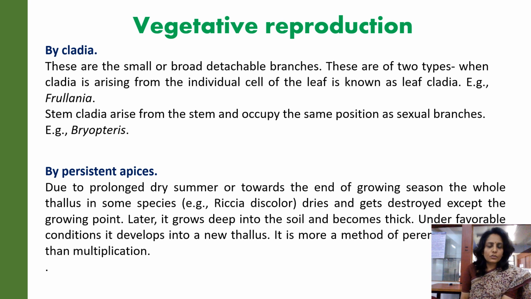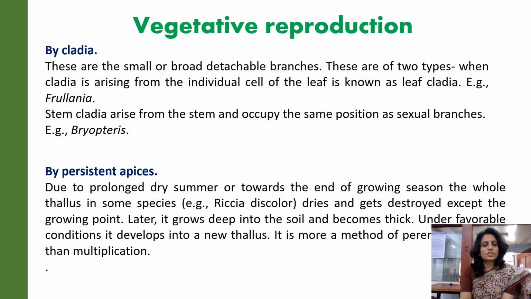The next method of vegetative reproduction is by cladia formation. Cladia are small or broad detachable branches, which are of two types. They may arise from the leaf, called leaf cladia, for example Prolania, or they may arise from the stem, called stem cladia, and occupy the same position as sexual branches, for example Bryopteris.